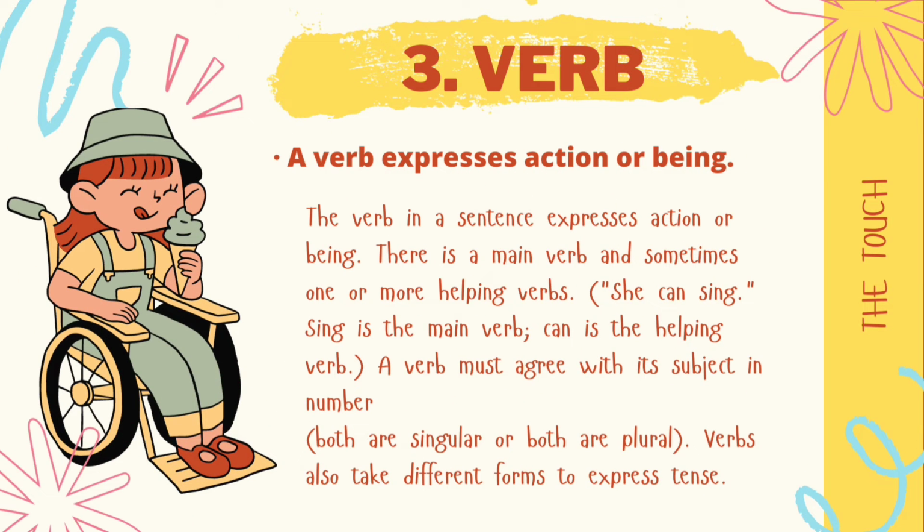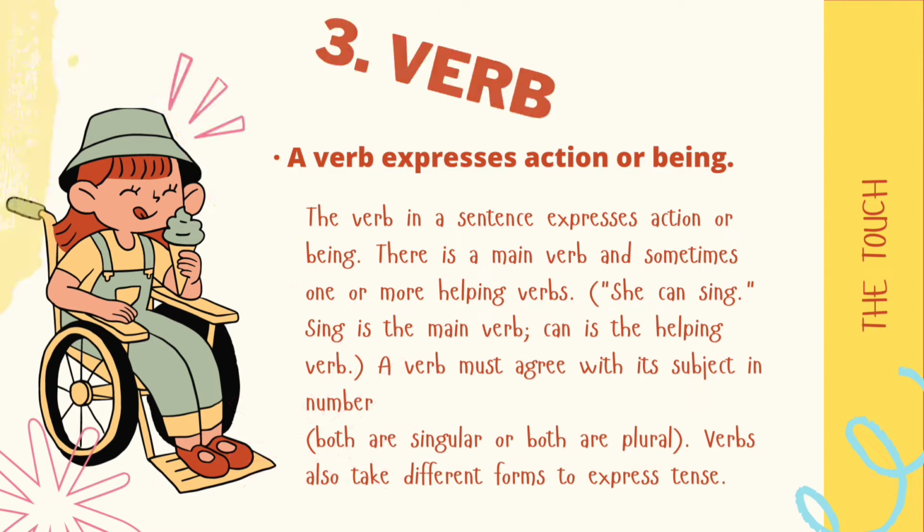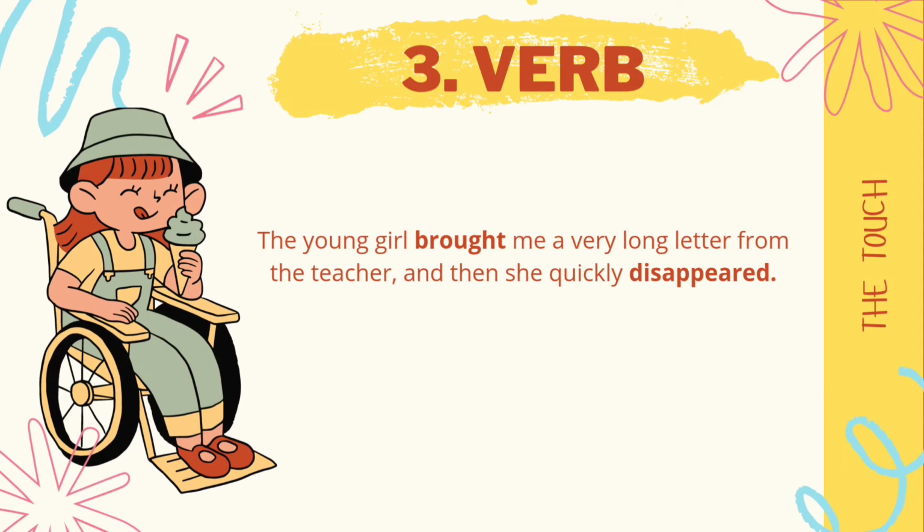Third, verb. A verb expresses action or being. The verb in a sentence expresses action or being. There is a main verb and sometimes one or more helping verbs. She can sing. Sing is the main verb. Can is the helping verb. A verb must agree with its subject in number. Both are singular or both are plural. Verbs also take different forms to express tense. The young girl brought me a very long letter from the teacher and then she quickly disappeared. Here, the verbs are brought and disappeared.